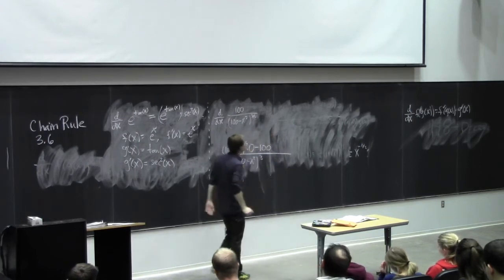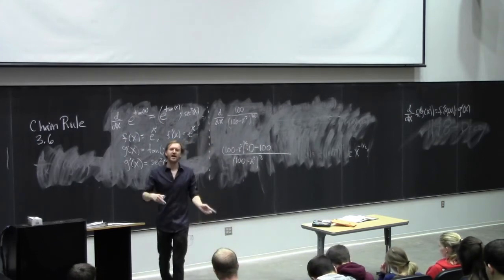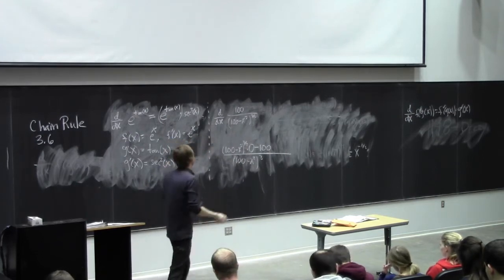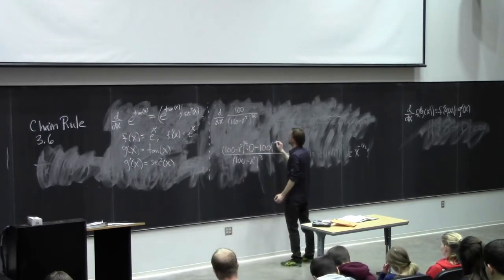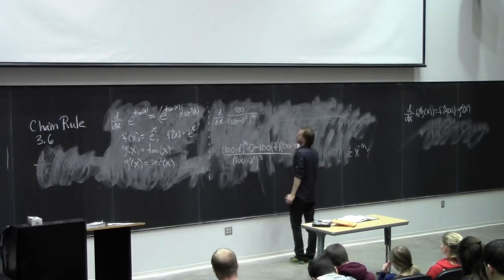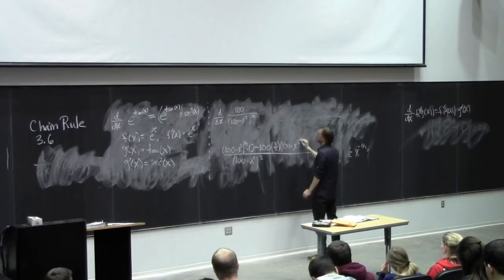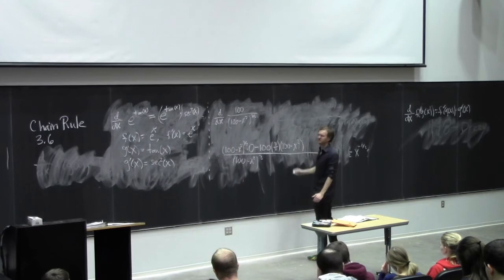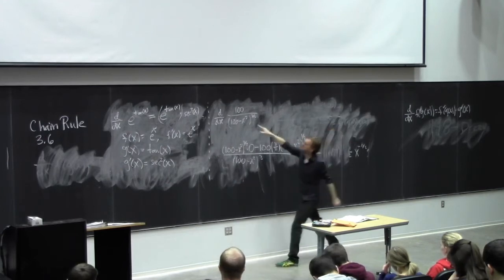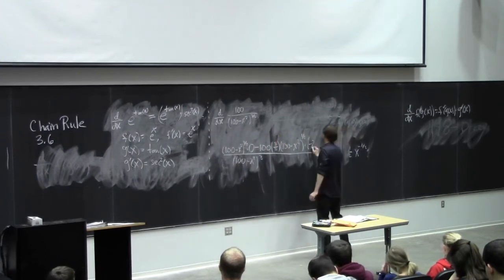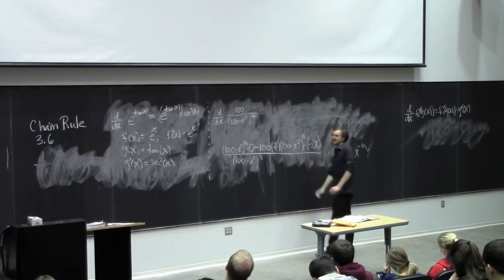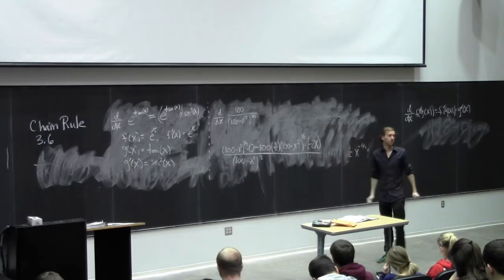All right, so to compute d low, here's where I have to use the chain rule. So the chain rule says it's going to be 3/2 times 100 minus x squared to the 1/2, because 3/2 minus 1 is 1/2, times the derivative of the inside. The derivative of 100 minus x squared is minus 2x. Bam!